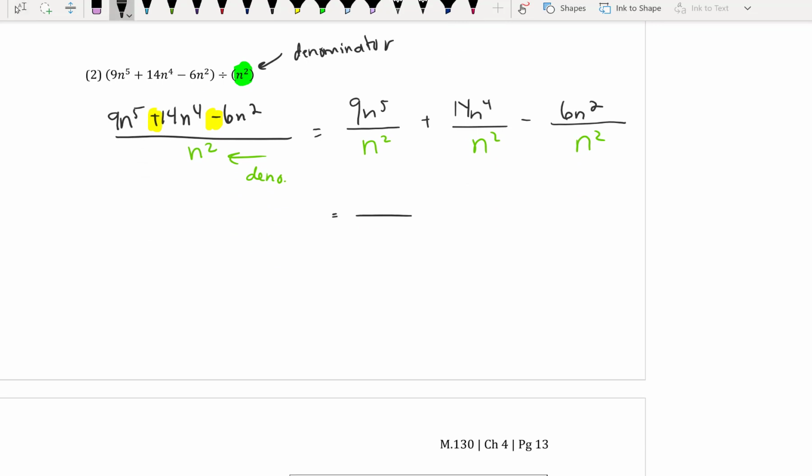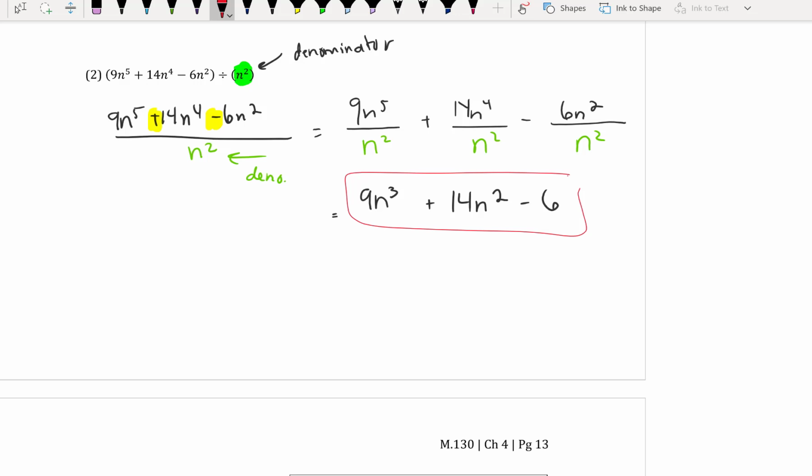With this first fraction, I have a 9, and I have n to the 5th and n squared, so that's going to give me an n cubed in my numerator. So I don't really need that fraction anymore. Now I have a plus 14, and n to the 4th over n squared would give me an n to the 4 minus 2, which is an n squared. Minus 6, and n squared over n squared cancels out.